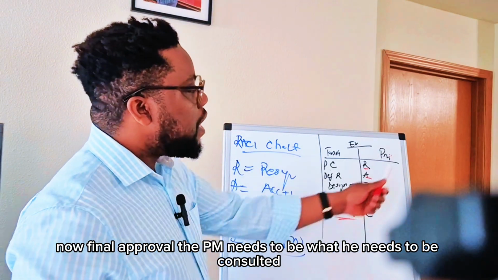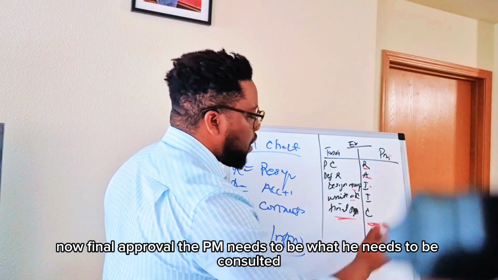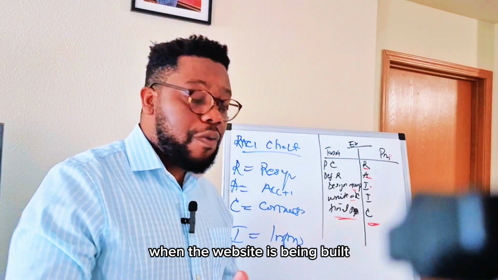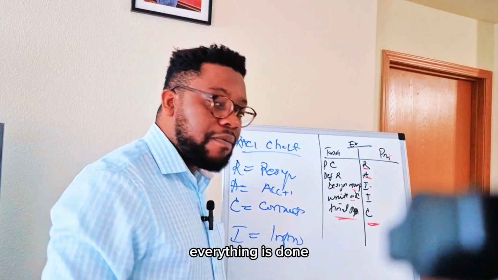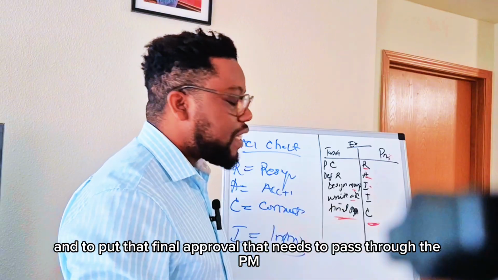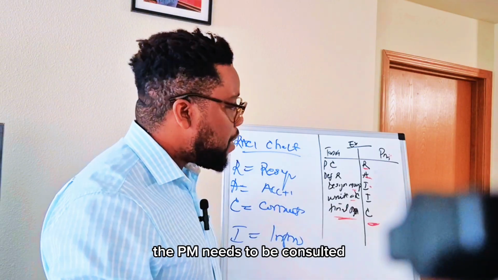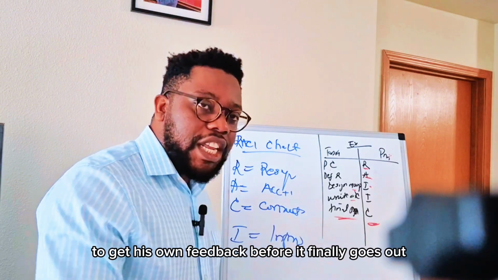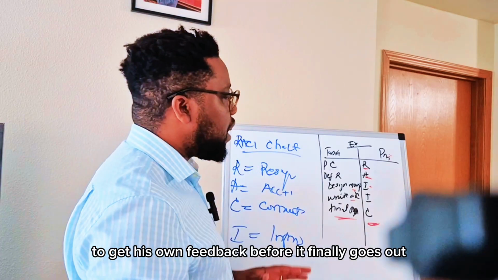Now, final approval. The PM needs to be what? He needs to be consulted. So when everything is done, when the website is being built, everything is done, and to put that final approval, that needs to pass through the PM. The PM needs to be consulted to get his own feedback before it finally goes out.